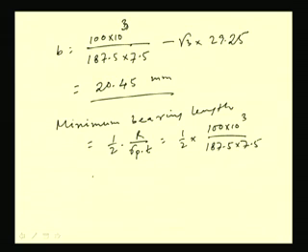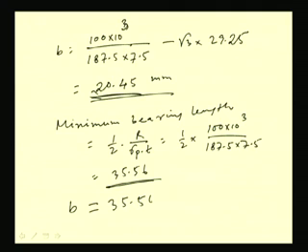So this will become 35.56. So minimum bearing length is 35.56 and we are calculating as 20.45. So the bearing length we can provide is the minimum one, that means 35.56 millimeter. So in this way we can find out the bearing length also.